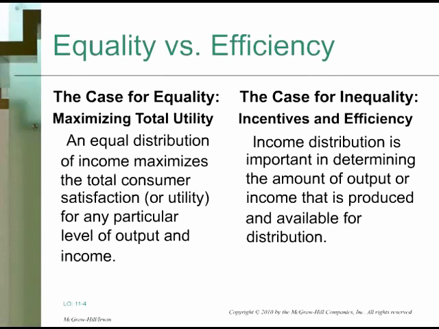There is a tension between the goals of equality and efficiency. The proponents of equality argue that an equal distribution of income maximizes the total consumer satisfaction or utility for any particular level of output and income. A counterargument is that inequality is closely linked to incentives and efficiency, and that income distribution is important in determining the amount of output or income that is produced and available for distribution.